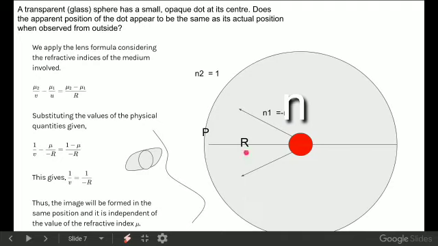So we must take the object distance negative, and we have to find out the image distance. Here nu 2 and nu 1 are nothing but n2 and n1 only. Remember that. n2 is the refractive index of the air, which is equal to 1. n1 is the refractive index of the transparent sphere, which is equal to n. And n2 minus n1 is 1 minus n.